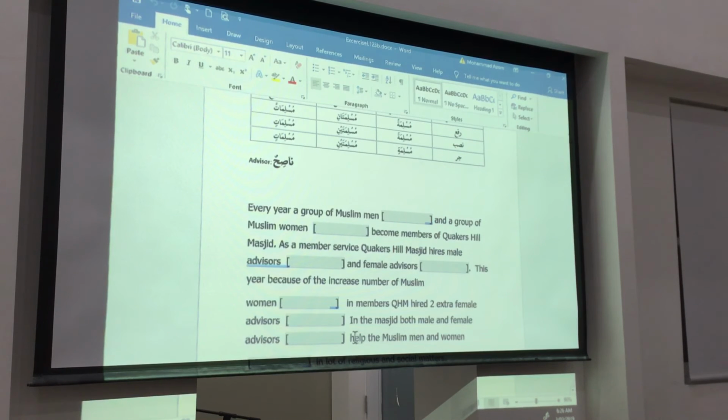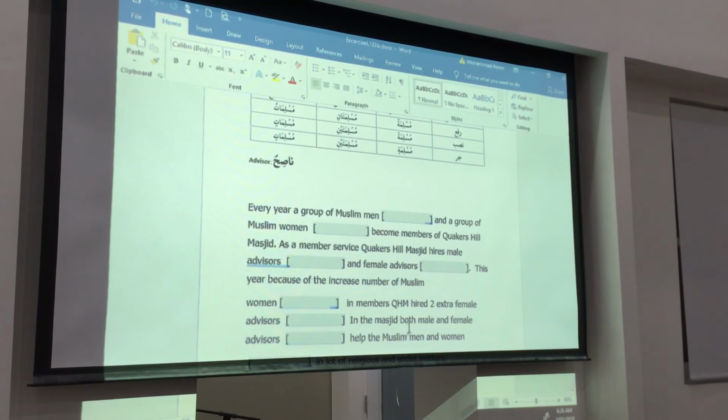In the masjid, both male and female advisors help the Muslim men. So now here we are talking about one male and one female advisor. Okay, both male and female advisors. So which one will it be? Is it going to be nasihatun? Is it going to be a feminine word or a masculine word? Masculine. Why masculine? Because there is a female also, but why masculine? Yes, it's a group. See, that's what I'm saying.